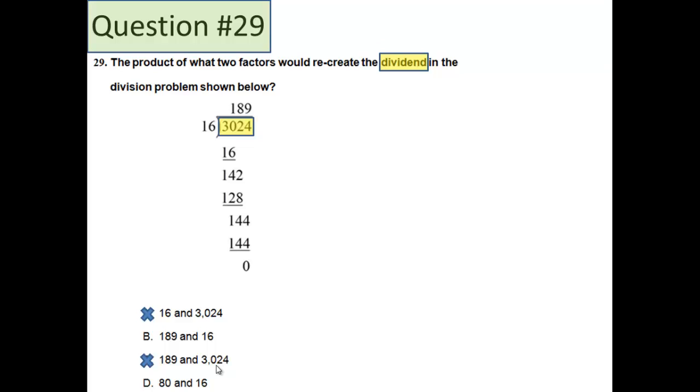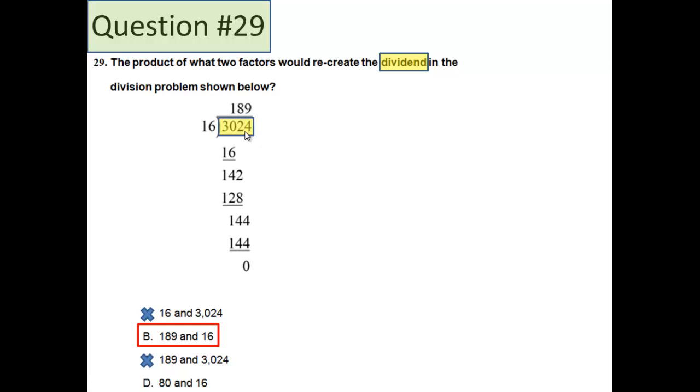And look, you could do the multiplication if you wanted, but if you remember, and you've done this before, the quotient, the number on the top, times the divisor, plus the remainder, but there is no remainder, you see it down there, gives you the dividend. The answer is simply letter B. The quotient times the divisor plus the remainder gives the dividend: 189 times 16.